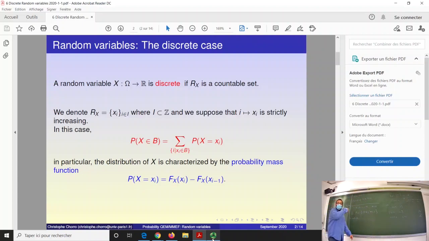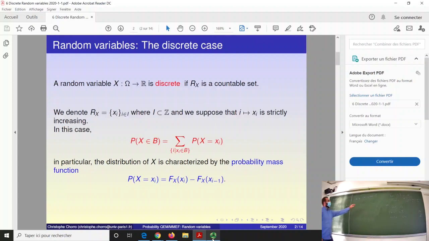In my particular situation, in fact, it will be a little bit simpler. Why will it be a little bit simpler? Because if I am interested in X belongs to B, what is this one? It's the set of the ω belonging to Ω such that X(ω) belongs to B.